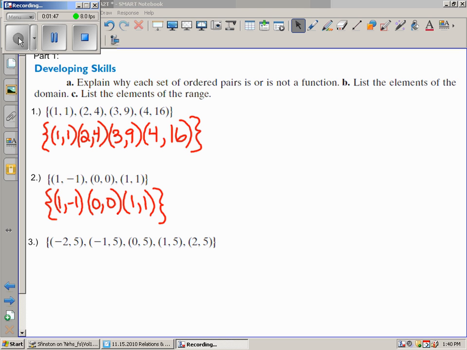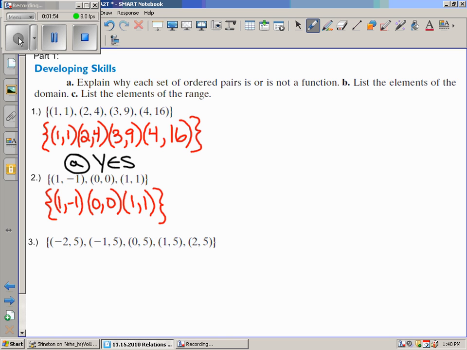Yeah, number 1 is a function because we have no x values that are repeating each other. What about number 2? Is number 2 a function, yes or no? No, number 2 is not a function because check it out. Sorry, let me go back to a different color. Number 2 is not a function because we have 2 1s that are repeating itself, and so it doesn't qualify. It's not a function.